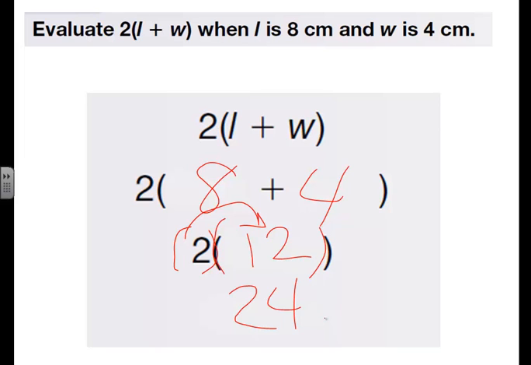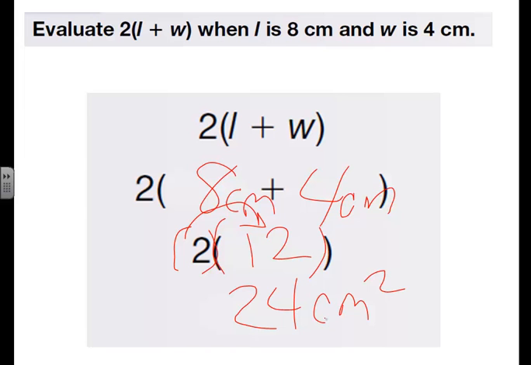And it's going to be centimeters squared. We got centimeters in here, we got centimeters in here. If it's asking you to do that, length times width. If it's not length times width, then you wouldn't be squaring it.